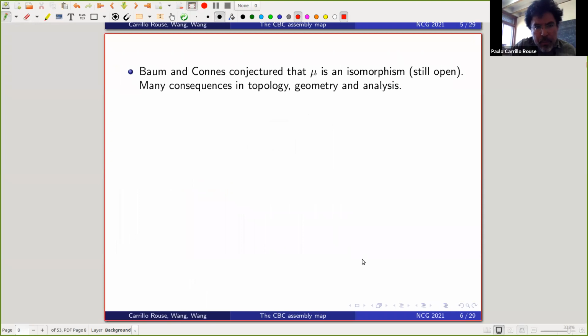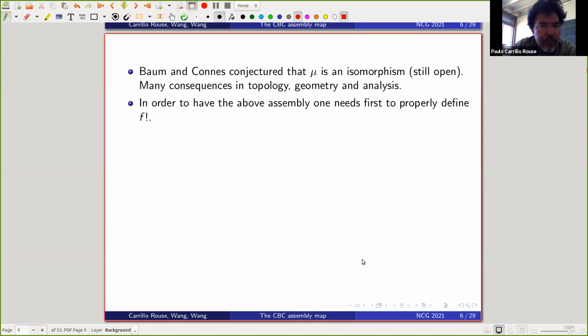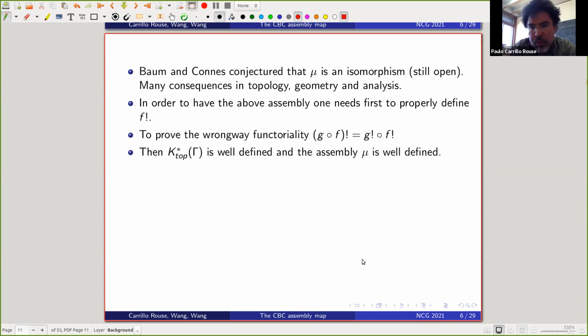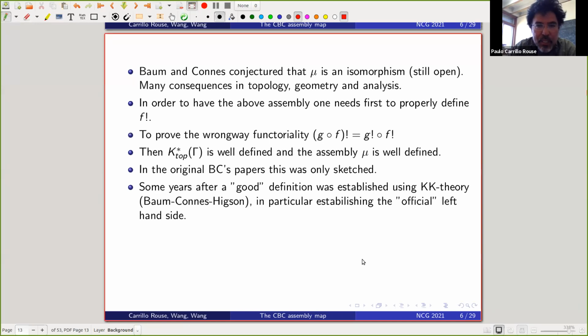But then, of course, the Baum-Connes conjecture is a very, very famous conjecture in the field, that this assembly map is an isomorphism, which is still open, and it has many consequences in topology, geometry, and analysis. Another thing is that, if you want this model of the assembly map to be well defined, first you need to properly define the push-forward map, and then you need to prove the functoriality, which is not completely trivial. It is an index theorem in itself. And then if you do it, this group is well-defined and the assembly map is well-defined. So this was mainly a sketch by Baum and Connes in those papers. Of course, they gave the fundamental ideas of what we are doing now, but it was formalized afterwards using the powerful tool, I would say, of KK-theory.